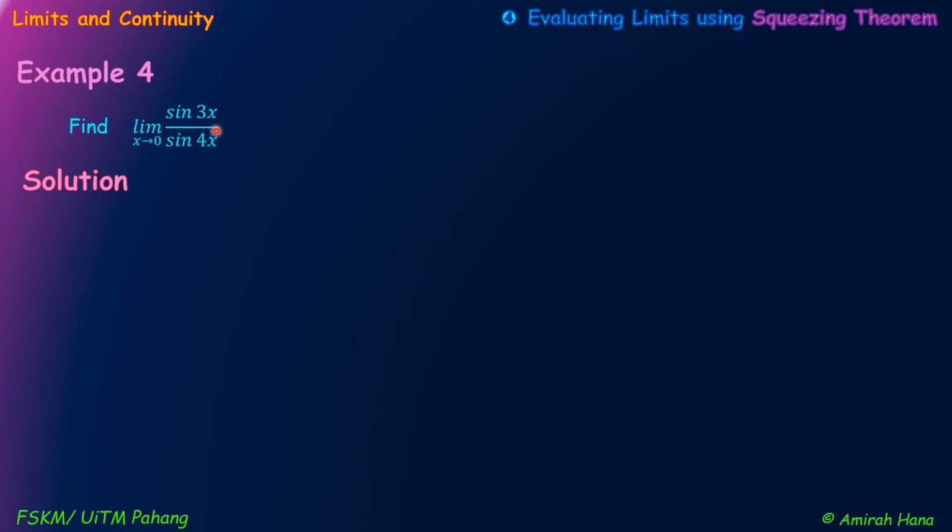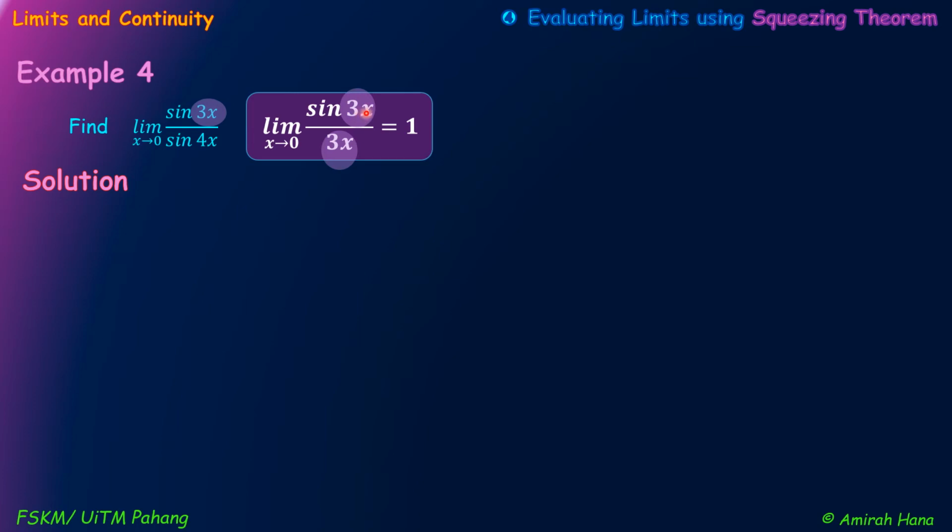Here is the correct method to solve this question. We have the limit as x approaches 0 of sine 3x over 4x. Now look at the numerator. The argument of sine equals 3x, so we need to refer to the squeezing theorem: limit as x approaches 0 of sine 3x over 3x equals 1. When we use the squeezing theorem, the denominator should be exactly equal to the argument of sine.